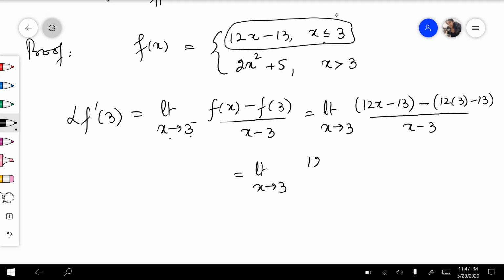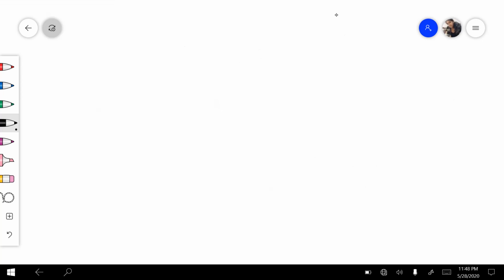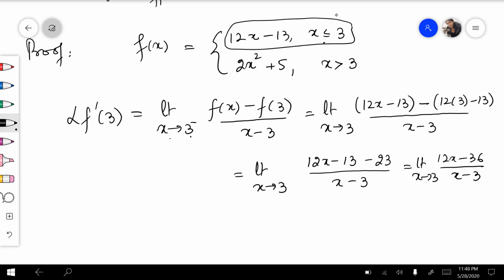लिमिट x अप्रोचेस टू 3, 12x माइनस 13, 12 3 ज़ा 36, 36 में से 13 चले गए 23 अपॉन x minus 3, which is equal to limit x goes to 3, 12x minus 36 upon x minus 3. अगर आप ऐसा नहीं करना चाहते हो, there is another way.